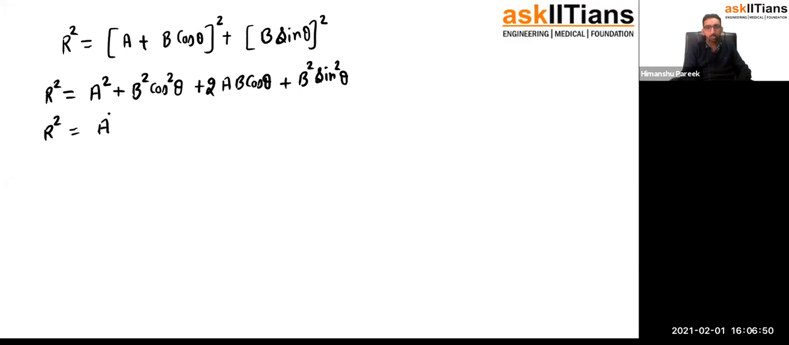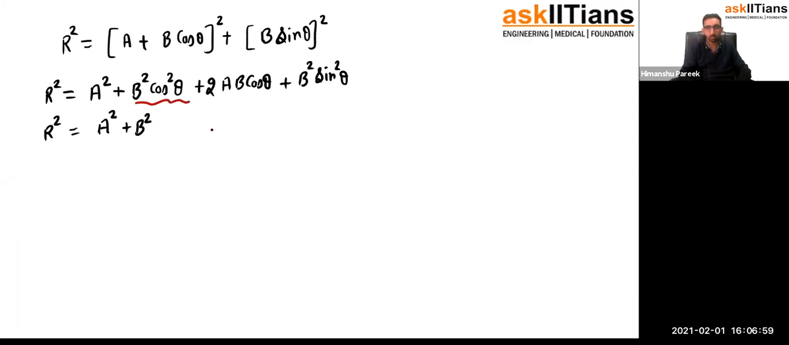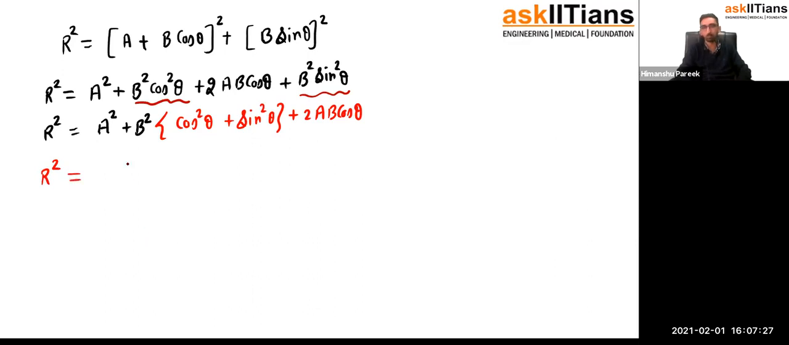Now you see A square plus B square. Okay. Notice one thing here. This is B square cos square theta. This is B square sin square theta. I can club them, and B square I can take common. So when I take B square common, what will become? This will become cos square theta plus sin square theta plus 2AB cos theta. I know it's very much mathematical, but in the end, we have to remember the relation, the final formula, right? Because that would help us to add two vectors.